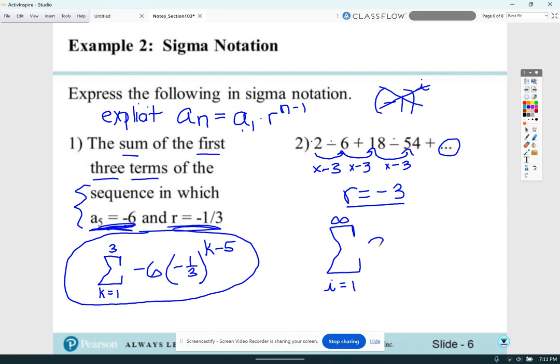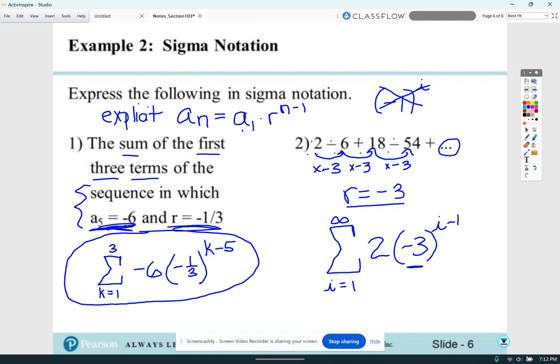So I'm going to use 2 here because that's the first term, times my common ratio, which is -3, and then I would have i minus 1 as my exponent. Now having that -3 common ratio will take care of having those positive negative alternating signs.